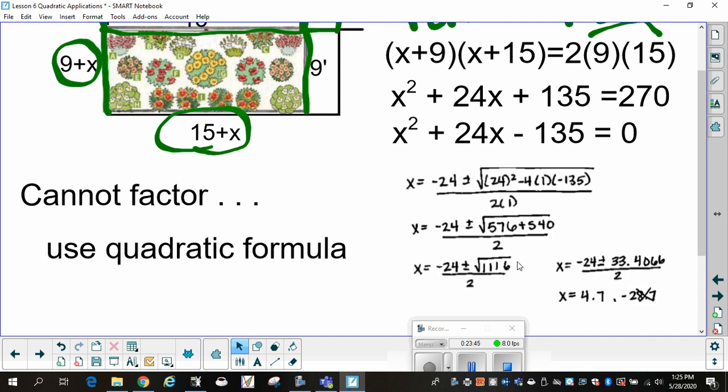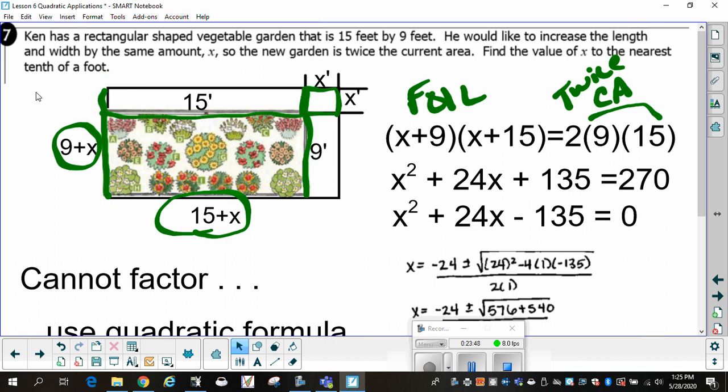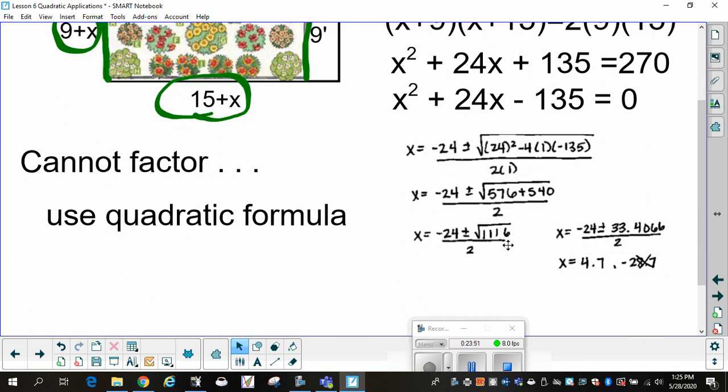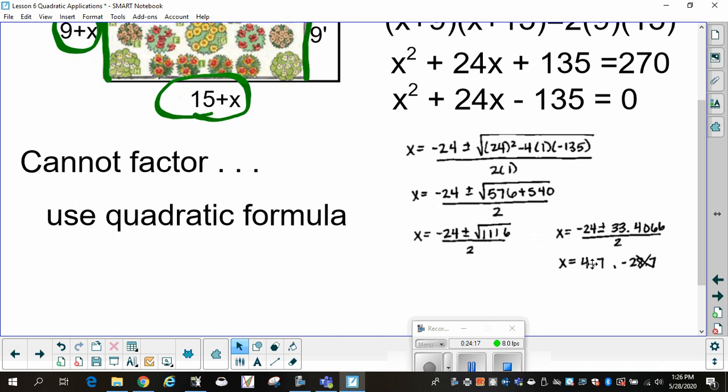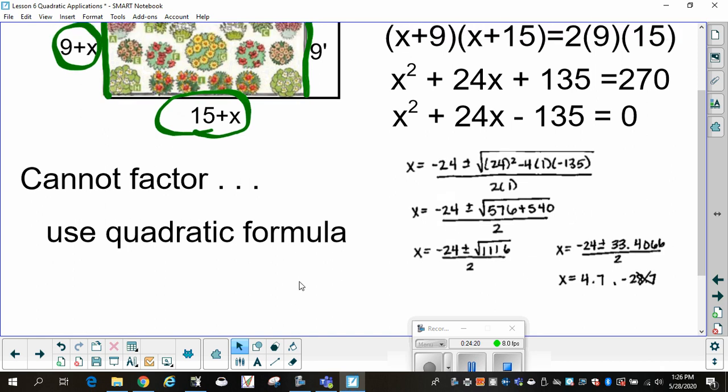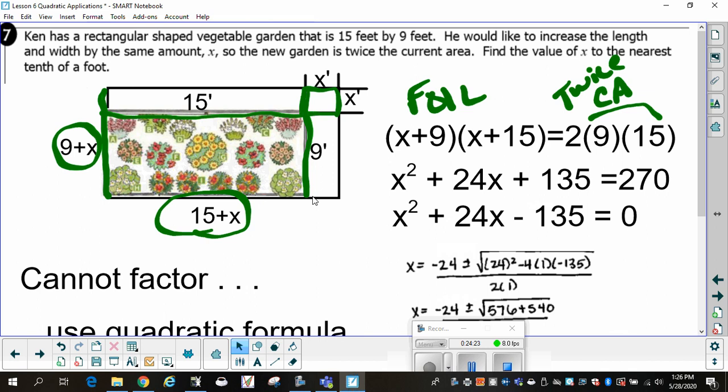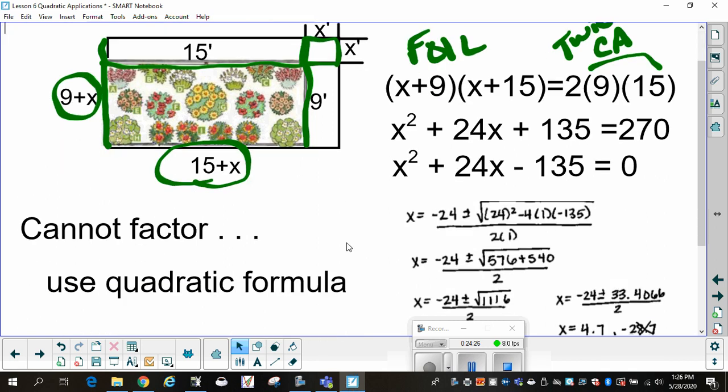1,116 is not a perfect square, but remember, this said to the nearest tenth of a foot. So I'm going to use the calculator, take the square root of 1,116, and that comes out to 33.4066. Then I do negative 24 plus that amount divided by 2, and negative 24 minus that amount divided by 2. Here are the two values I got. It can't be negative, because remember, I'm increasing it, not decreasing it. So it's got to be 4.7. That's the amount to the nearest tenth of a foot that Ken is going to increase his garden by on each side.